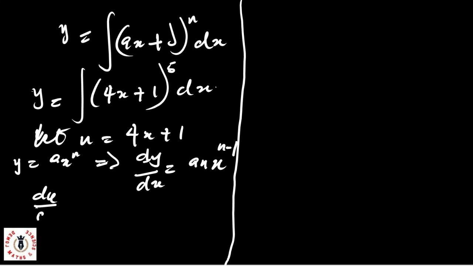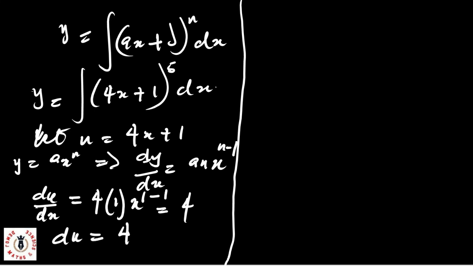So that du/dx will be the same thing as 4 times 1 times x raised to power 1 minus 1, which is the same thing as 4. My x here becomes x raised to power 0, and that is 1, times 4, that is 4. Now, if du/dx is the same thing as 4, invariably my du here, I can write it as 4 dx, so that my dx will be the same thing as du over 4.